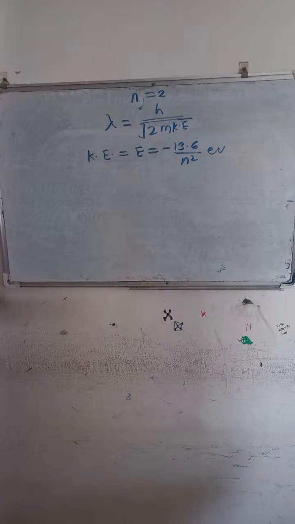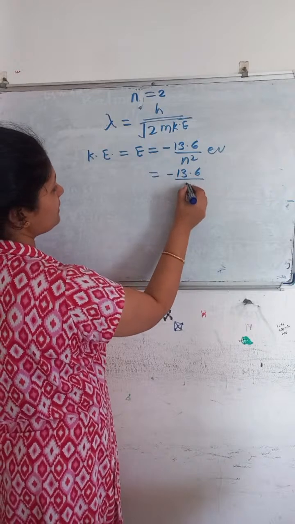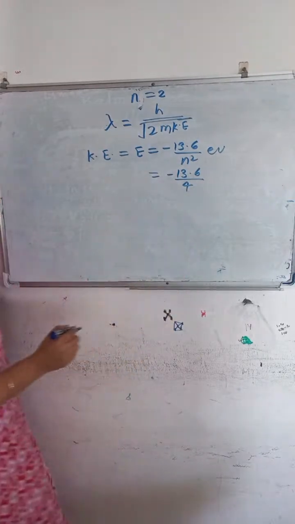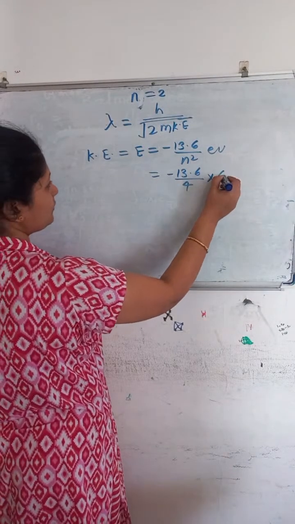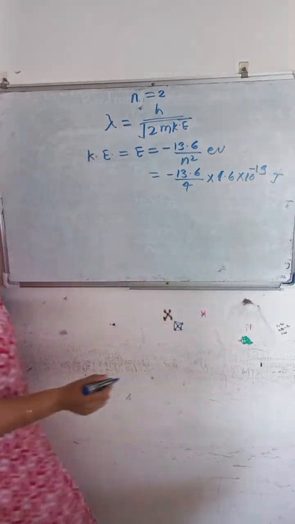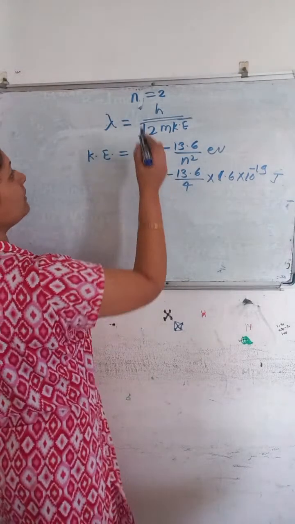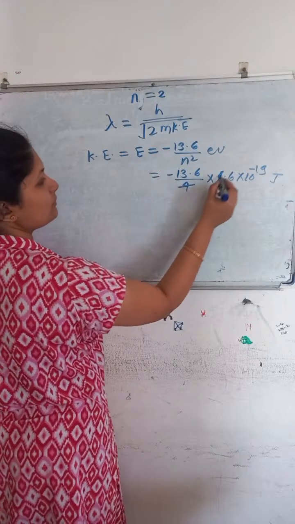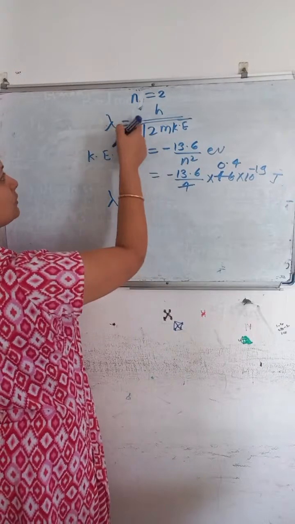Now here n is already equal to 2, so we can write 13.6 upon 4 electron volt. You can convert electron volt into joule by multiplying by 1.6 into 10 raised to minus 19 joule. This is nothing but the kinetic energy, and straight away you can substitute this in the formula. So here I will write 13.6 by 4, that is 0.4, and substitute the value over here.